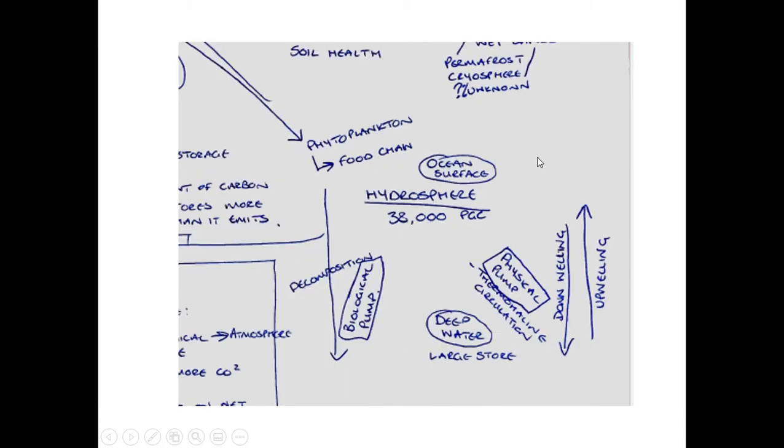Then we have the hydrosphere. This is the water or the ocean carbon cycle. Now, the major input to this is through photosynthesis and phytoplankton, which is the net primary producer of the ocean hydrosphere. And this then gets into the food chain.